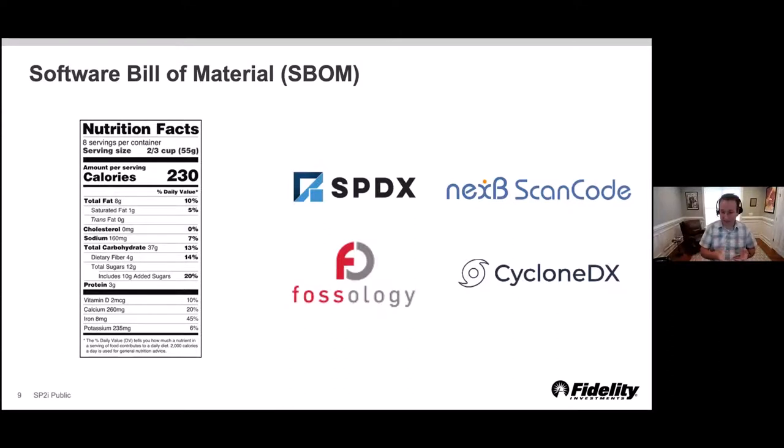There's plenty of open source options. I put a couple there. So FOSSology, it's a Linux Foundation project. NexB ScanCode, a very popular project out there. Certain organizations will use something like the OWASP Dependency-Check and Dependency-Track projects, heavily core in the Java world, but doing a lot more than that lately. And then there's also any number of commercial entities getting into this space.